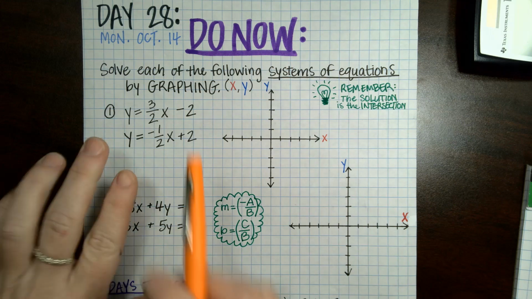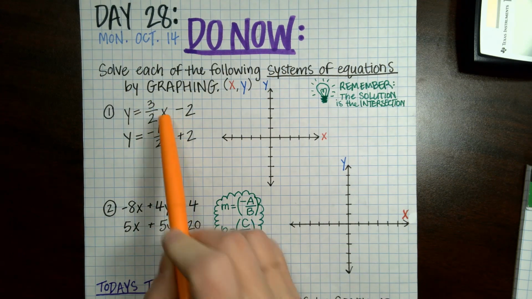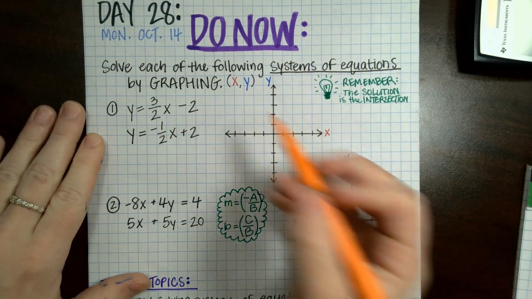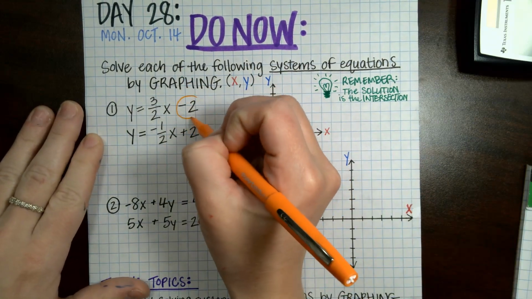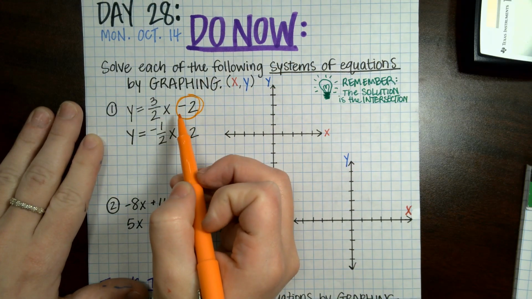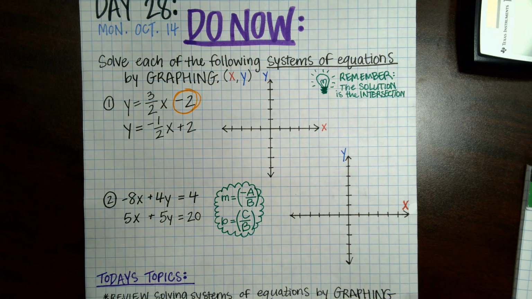So for our first equation, I have y equals 3 over 2x minus 2. Where would we start if we were trying to figure out how to graph this? What's the first thing I need to do? Y-intercept. Yeah, I need to find my y-intercept. What is that y-intercept? -2. Yes, remember y equals mx plus b. Our b is our y-intercept. So if we've got a minus 2, that means our y-intercept is -2.